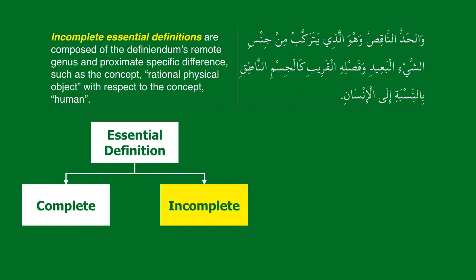What about incomplete essential definitions? An incomplete essential definition, remember, captures some of the definiendum's distinguishing essential characteristics, but not all of them. And the classic example is to say that humans are rational physical objects. So a complete definition is humans are rational animals. It captures all of the essential characteristics of human beings. They're animals that are rational. But in this definition, the animalness of human beings is left out. And so it only captures some of the definiendum's essential characteristics. And that's why it's called incomplete, because there are some essential characteristics that are missing.